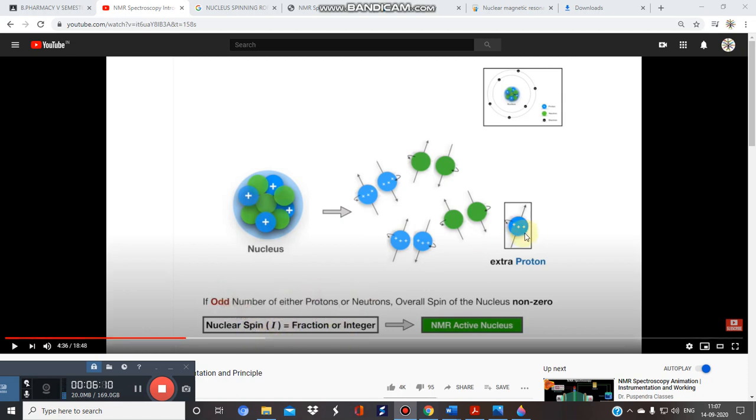So nuclear spin is an essential component for NMR. We need this nuclear spin, and nuclear spin is present in nuclei which contain an odd number of protons or neutrons, in which the overall spin of the nucleus is non-zero, a fraction or an integer, and that we consider for NMR purposes.